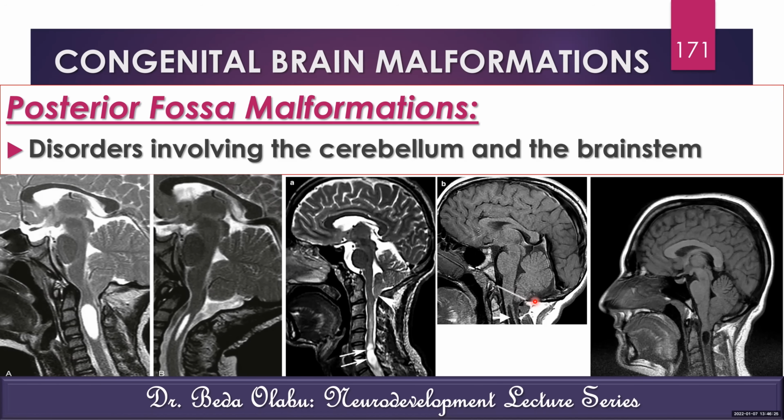That line shows you the level of the foramen magnum. There's some part of the cerebellum going down, and that one is also clearer. This is the level of the foramen magnum. We can see the tonsil going down and part of the medulla oblongata.